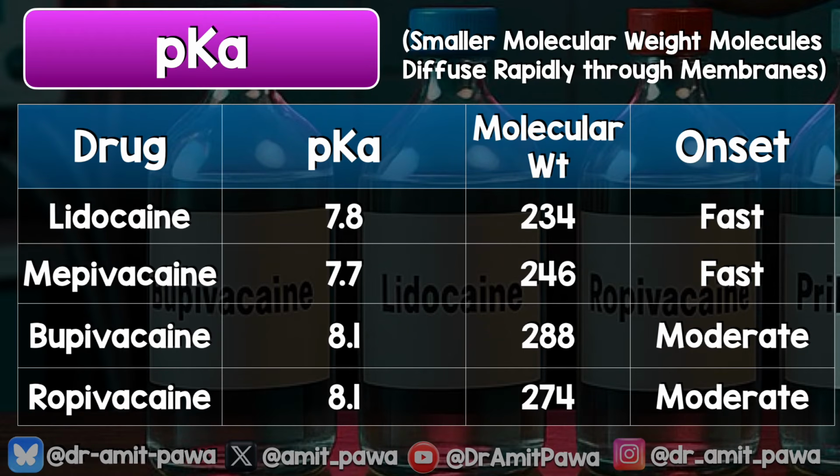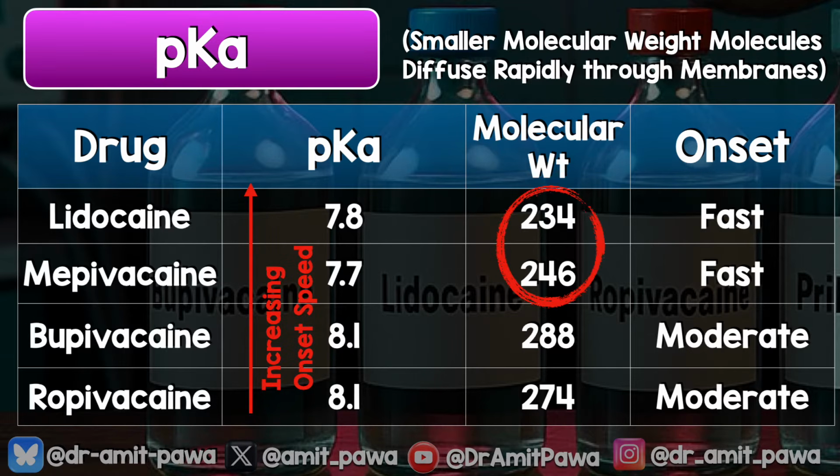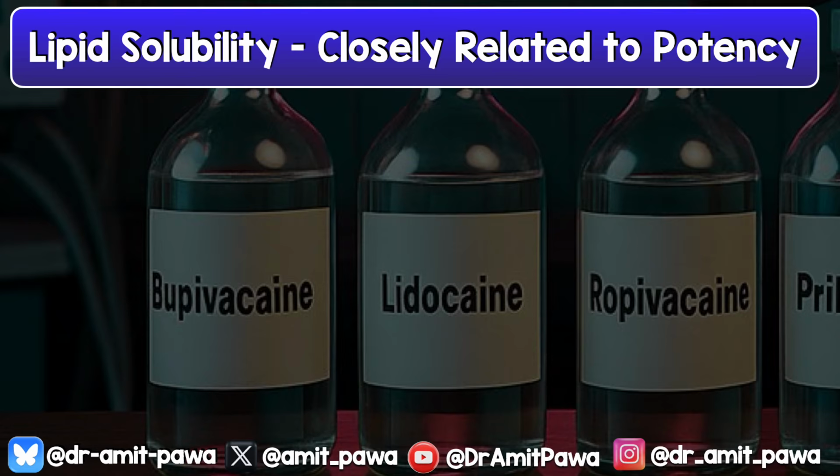You can see that lidocaine and bupivacaine have lower pKa's. Their pKa's are closer to pH, so you have a greater proportion of those drugs available in the unionized version, and hence they have a faster onset of action. But also, I want to highlight the molecular weight here. The smaller the molecular weight of the local anaesthetic, the more rapidly they diffuse through the membranes, and that is another reason why they have a faster onset of action.